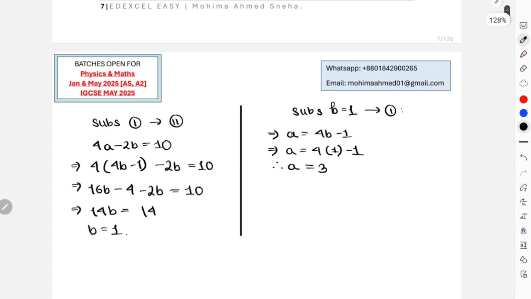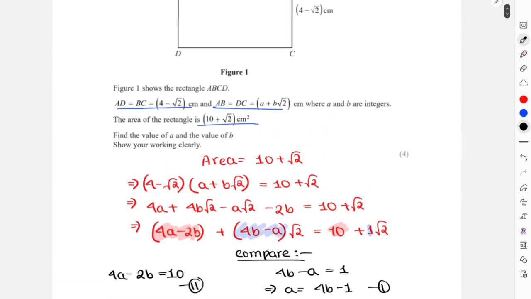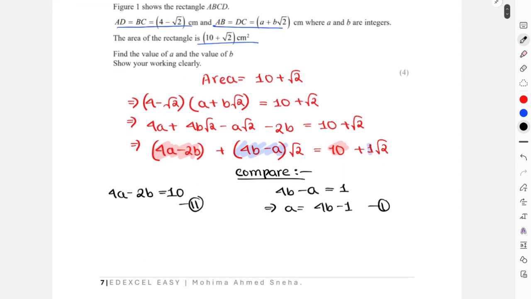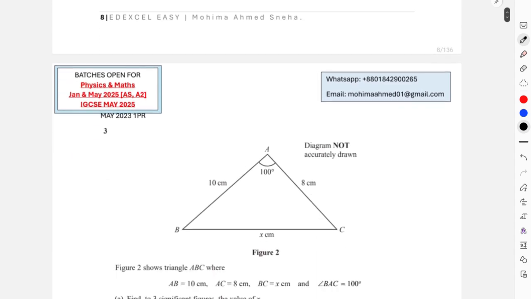Right, so this is the value for your A and B using the substitution method. So yeah, this is it for question 1 of May 2023 1 PR. After this we'll move on to your next question.